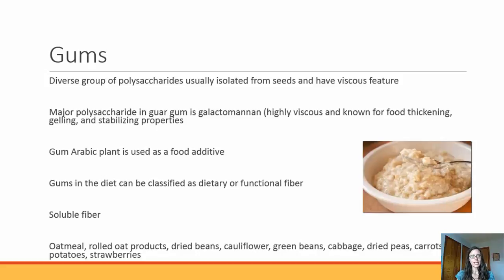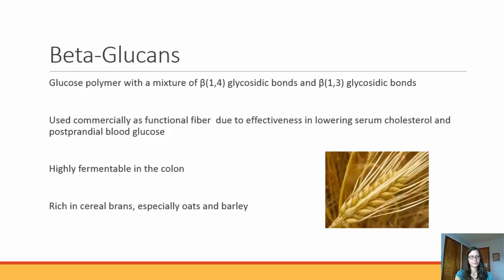And if you look at ingredient lists, especially of processed foods, you'll see that gums are added, gum arabic, guar gum, because of their desirable thickening properties. And these are soluble fibers. So whenever you think of that viscous, thick gumminess, a lot of times it'll be a soluble fiber.